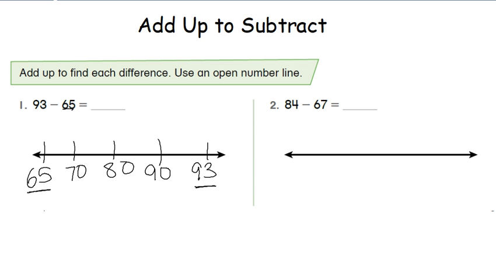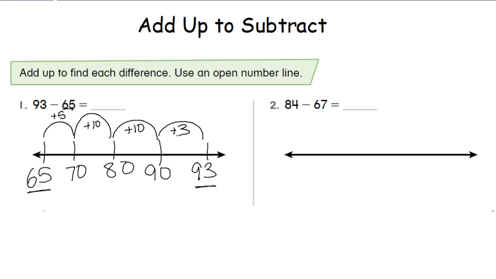From 65 to 70, that hop right there is going to be a plus 5. From 70 to 80 is going to be a plus 10. From 80 to 90 is a plus 10. From 90 to 93 is a plus 3.